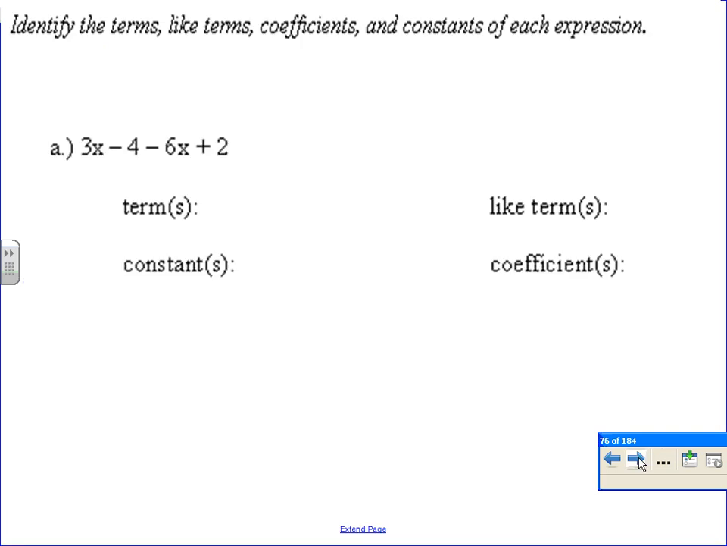Okay, so let's do example letter A. We need to identify the terms, like terms, constants, and coefficients. So, hold on one second, Adam. Of this example, anyone want to try to tell us what the terms are? Try without looking back. Justin? Awesome. The terms are every part of the expression, or if it's an equation, of the equation. Great job.